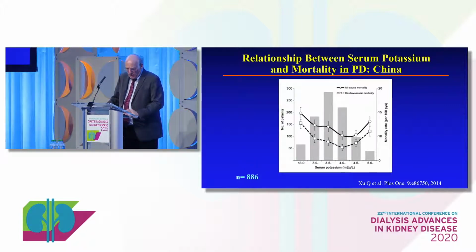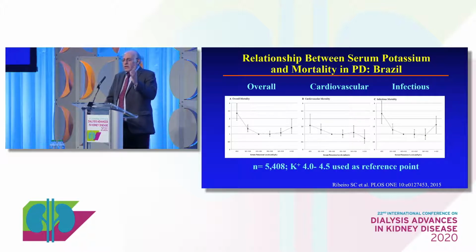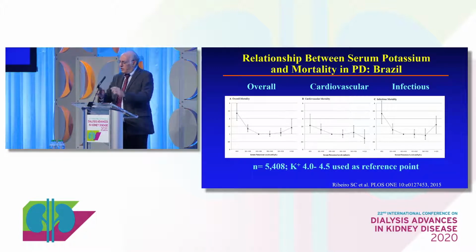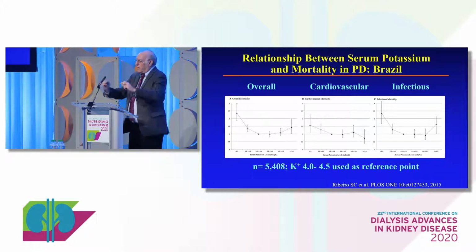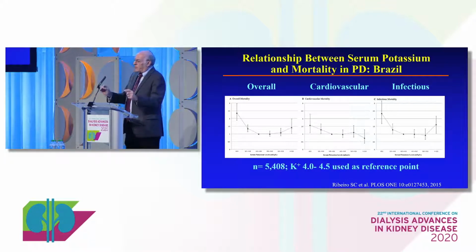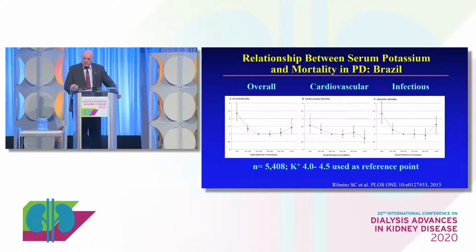And this is similar data from China, similar data from Brazil, again showing on the left two panels overall and cardiovascular mortality, and on the right, infection-related mortality. So it behooves us to maintain a serum potassium at a minimum of 3.5, if not 4.0, in our PD patients, sometimes a challenge in patients who have no potassium in the dialysate and don't eat sufficiently well.